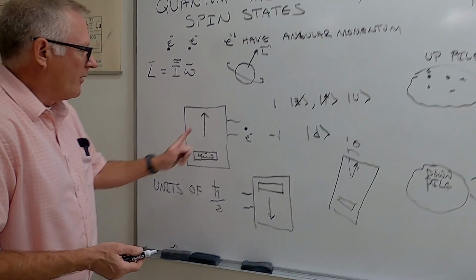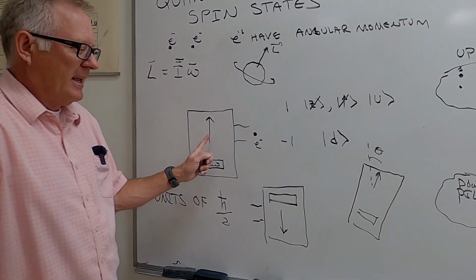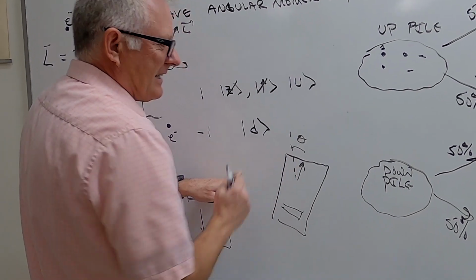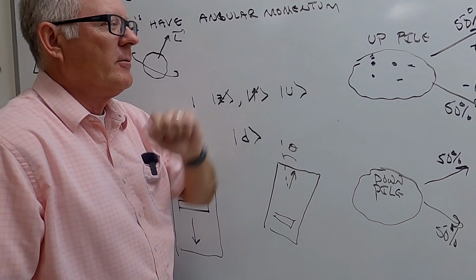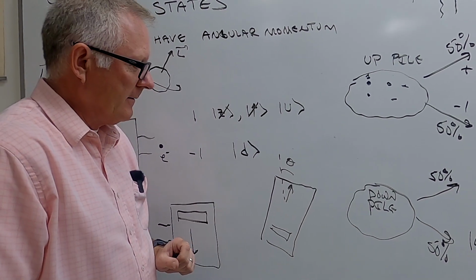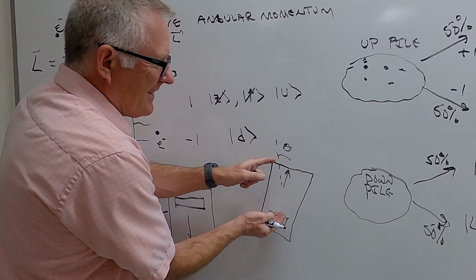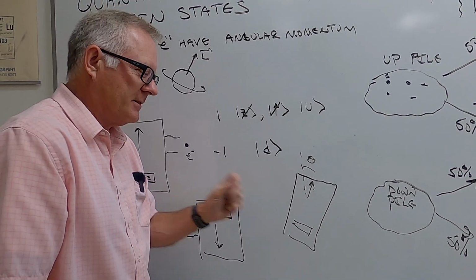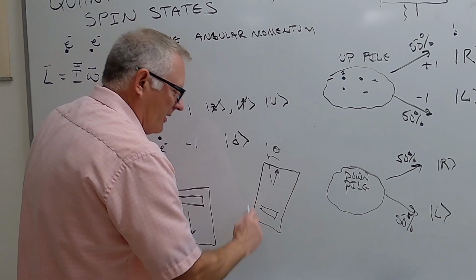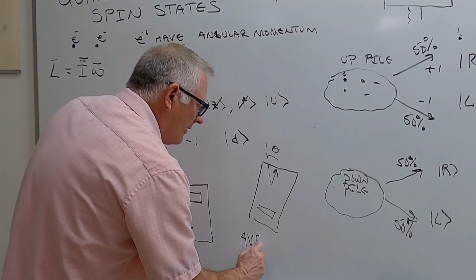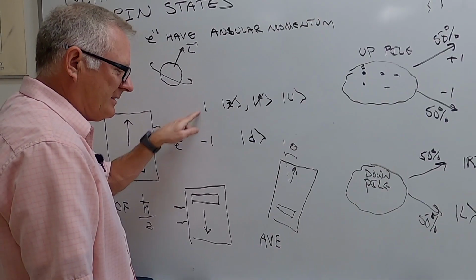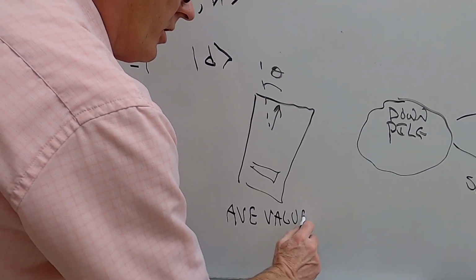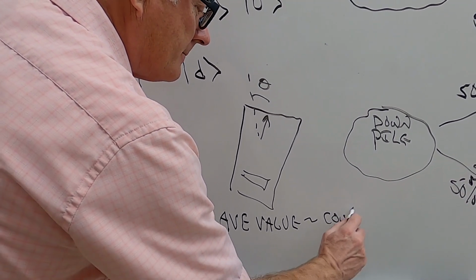Well, if we were all ups, let's say they were all ups to begin with, so I took my up pile and put them in here. Now, since I'm only slightly off of up, most of them are going to be +1. The more I rotate this, the more I'm going to get downs and less ups. And the average value of these +1s and -1s will go as the cosine of theta.